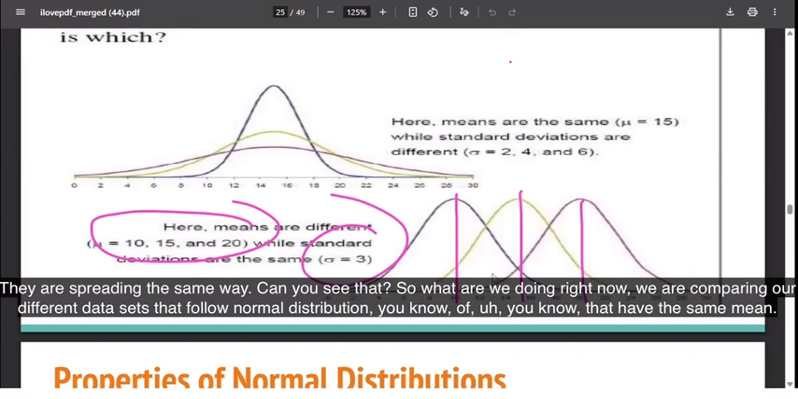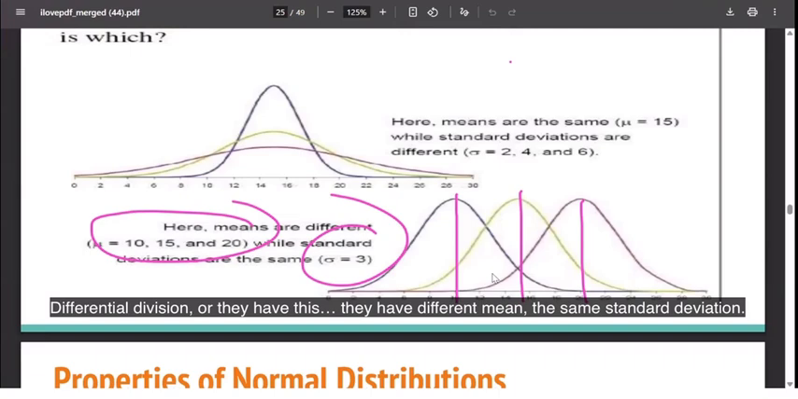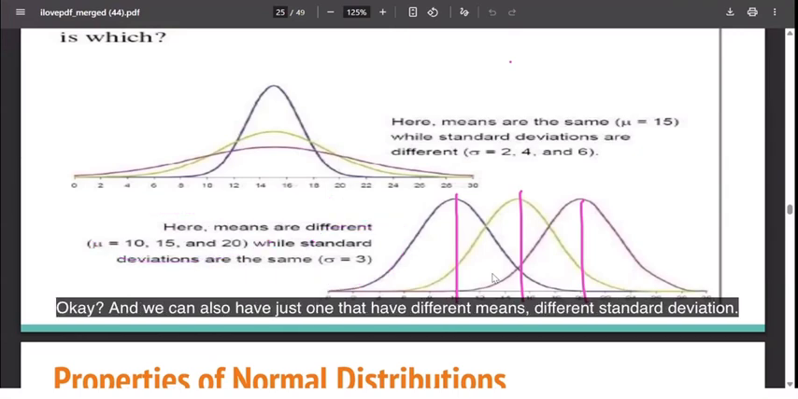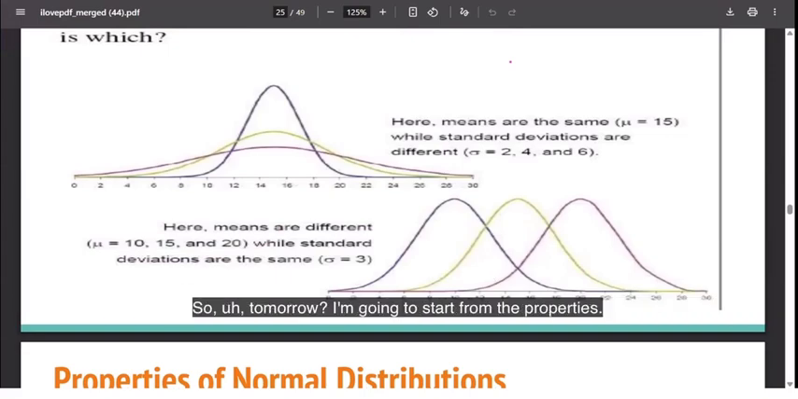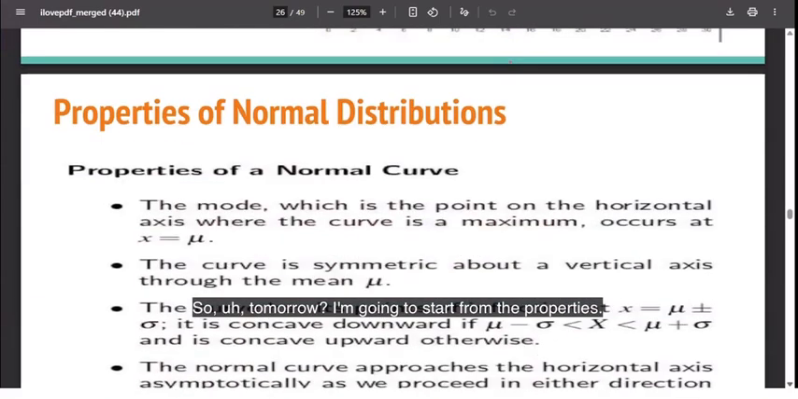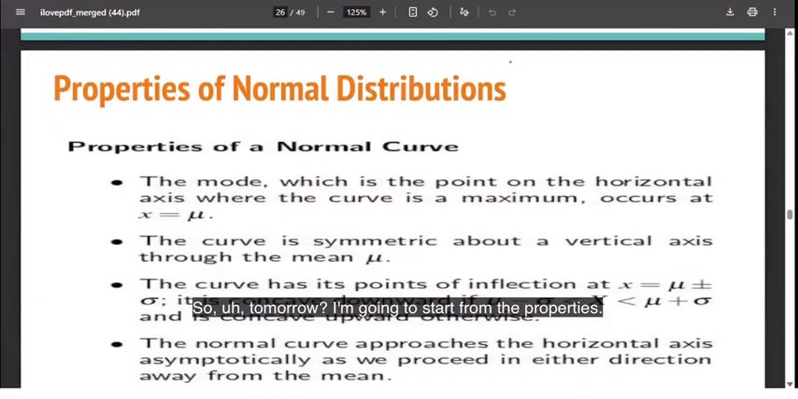Can you see that? So what are we doing right now? We're comparing different data sets that follow a normal distribution, that have the same mean and different standard deviation, or different mean and the same standard deviation. We can also have those that have different means and different standard deviations. So tomorrow, I'm going to start from the properties of the normal distribution.